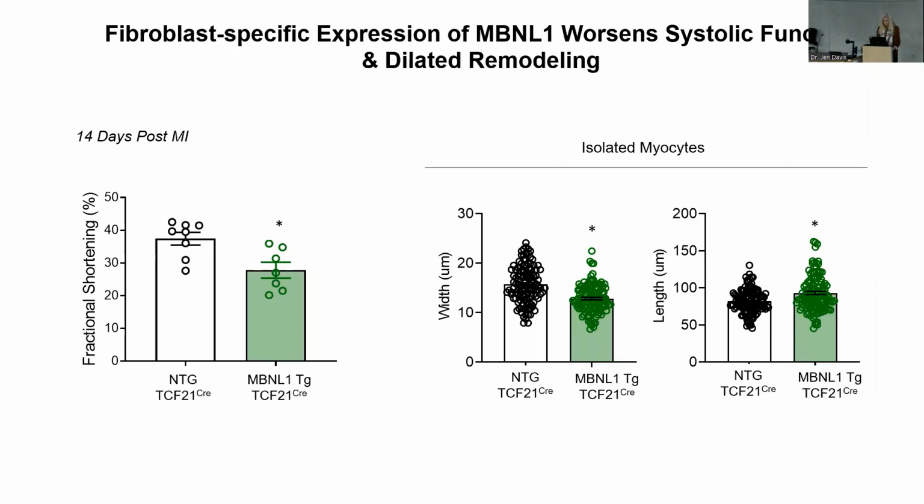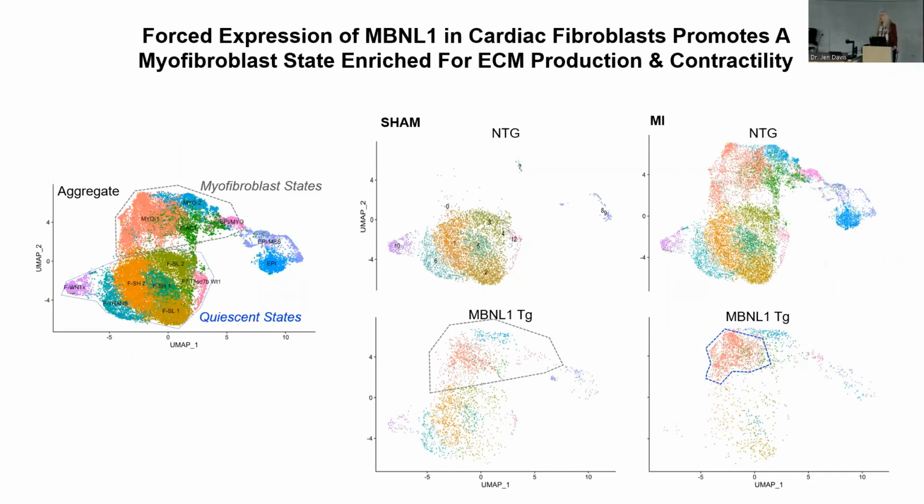Okay, and in this experiment, we really wanted to address how our transgene was impacting the heterogeneity of the fibroblast population. The way we did this experiment was to use single-cell RNA sequencing. We did single-cell RNA sequencing of just the total cardiac fibroblast population that was flow sorted out of non-transgenic animals and muscle-blind transgenic animals in a sham and infarcted condition.